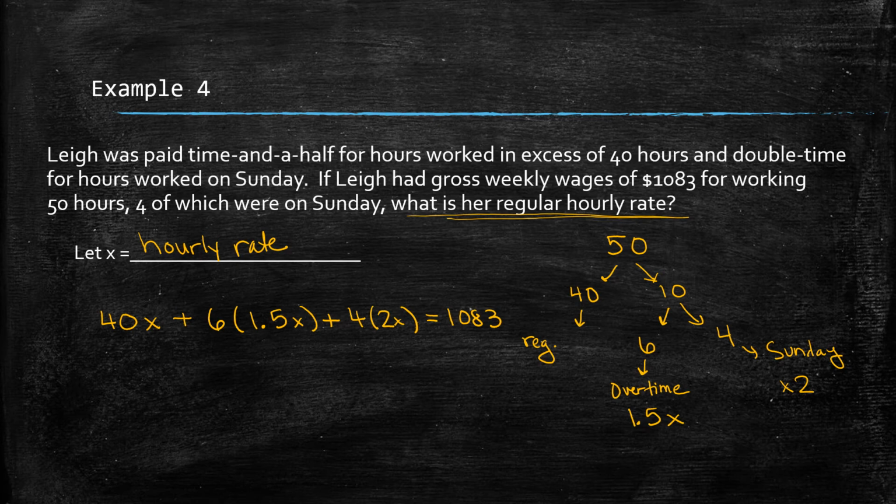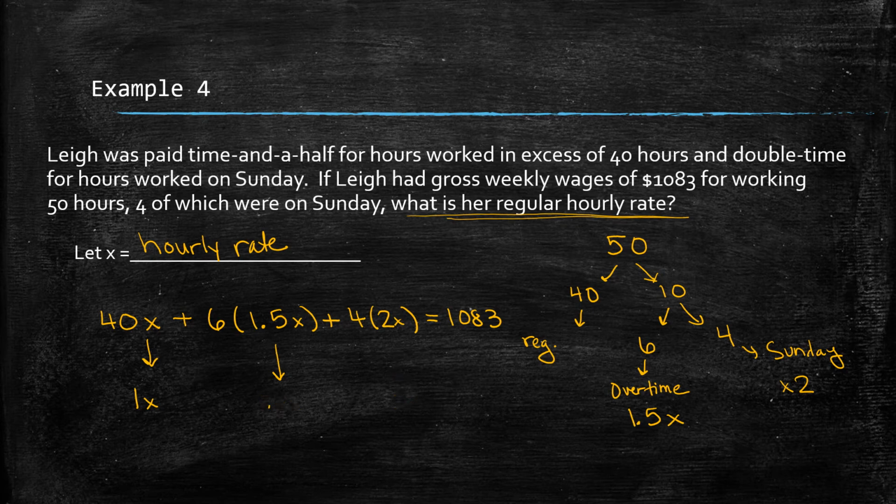You can think of this x in 40 times x as kind of like a 1x, so that's her regular rate. 1.5 is time and a half. And then 2x is her double time. Hopefully those three values make sense.